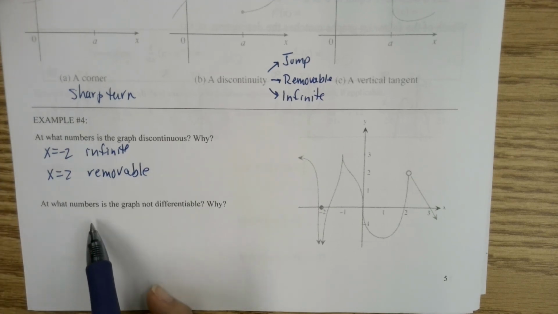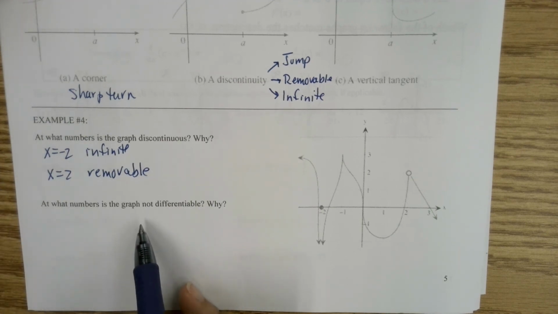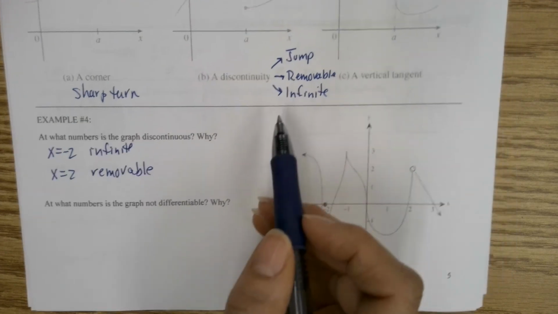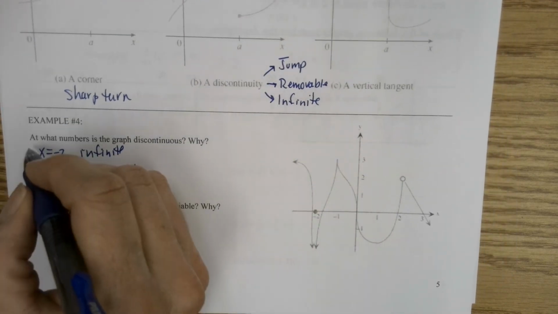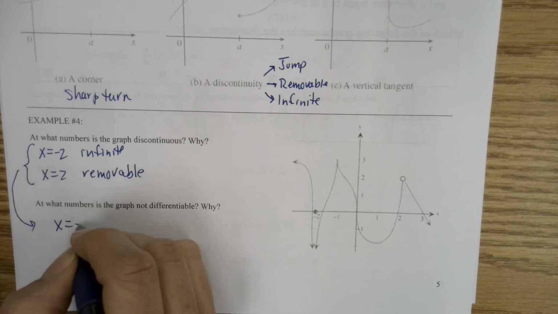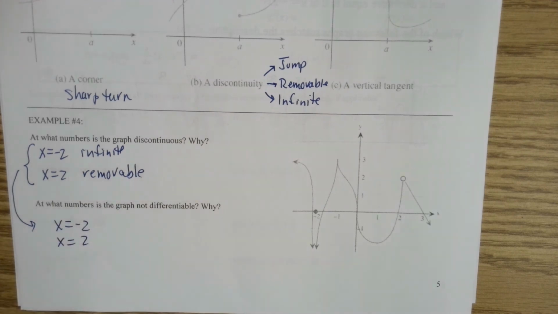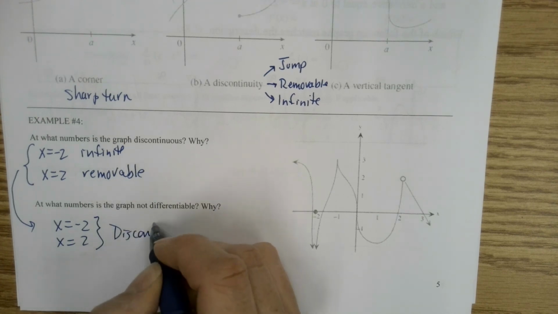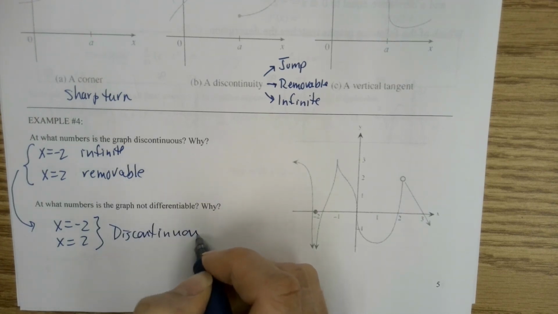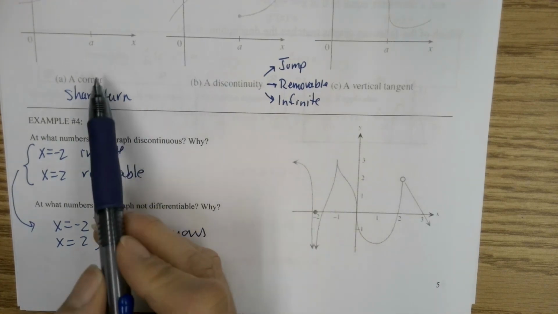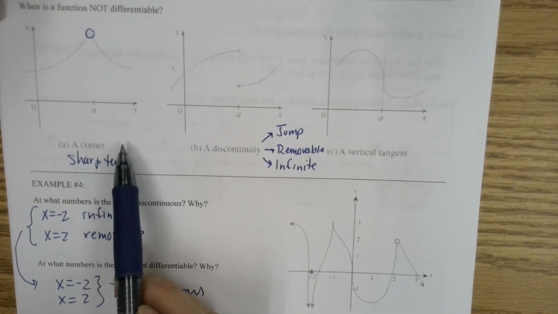Last part to the question says, at what numbers is the graph not differentiable? So we know that one of the occasions where it's not differentiable is a discontinuity. So both of these two will fall under here. So x equals -2 and x equals 2. And what's the reason? Because it is a discontinuous function at those two values.